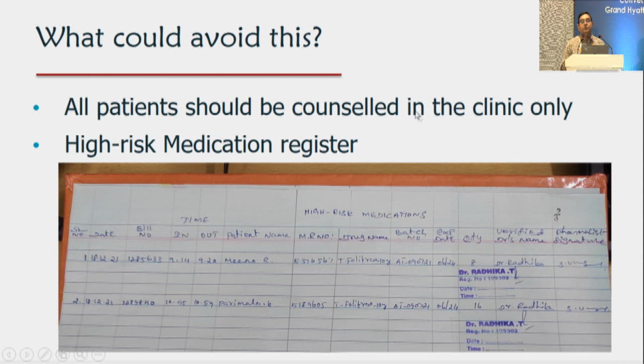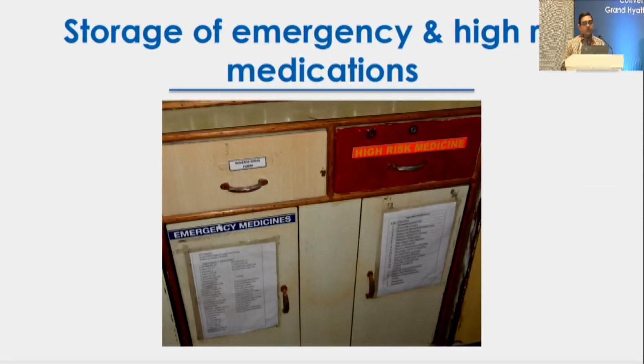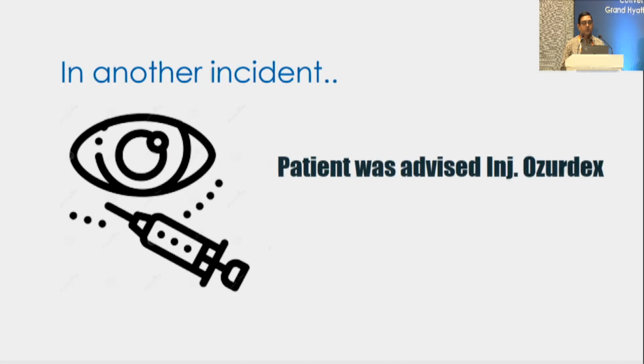So all patients should be counseled back after coming from the pharmacy in the clinic, especially when you're dealing with high-risk medications. And it is good to have a high-risk medication register in order to track back who has ordered it and to see whether the proper counseling was given or not. Storage also requires to be separate for high-risk and emergency drugs. It is good to have a list outside, good to have a stock for these, and also to have a double check before this is being dispensed.